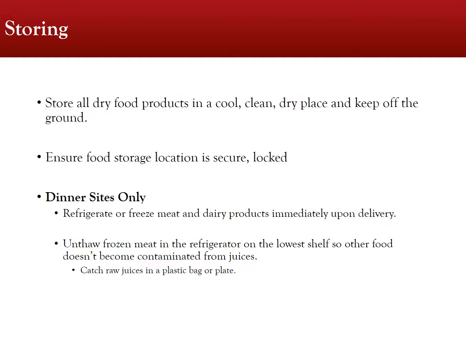All CACFP food must be stored in a clean and secure location. Dry food should be kept off the ground to prevent rodents and insects from getting into it. Food storage areas should be kept locked and should only be accessible to authorized staff. Dinner sites need to ensure that cold product is kept at the proper temperature upon delivery. Thawing meats should be done on the lowest shelf of the refrigerator to ensure that the juice does not contaminate other food.